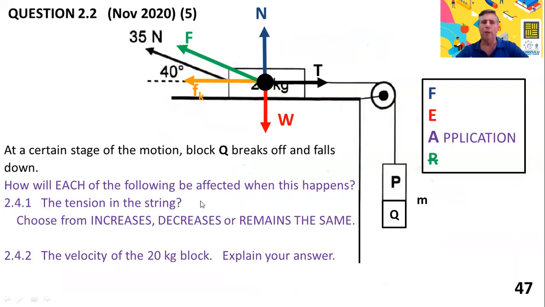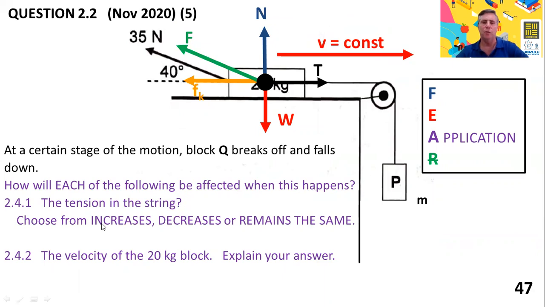Now, we're going to go from that to the application questions, the ones that ask you to explain something at the end. We'll come back to the equation. They say at a certain stage of the motion, block Q breaks off and falls down. Now, we've been told that the block is moving with constant velocity to the right. They tell you after a while, block Q breaks off and falls off. So obviously now this mass has become lighter. So how will each of the following be affected when this happens? So first of all, the tension in the string.